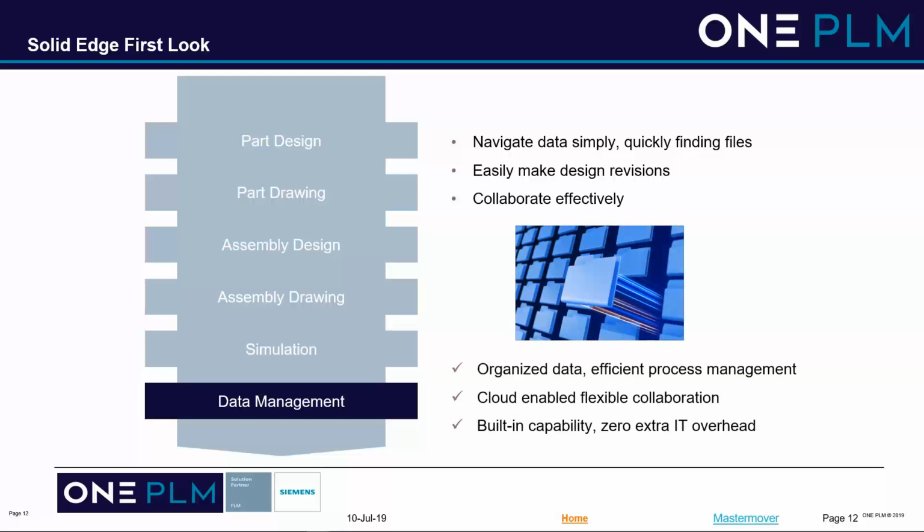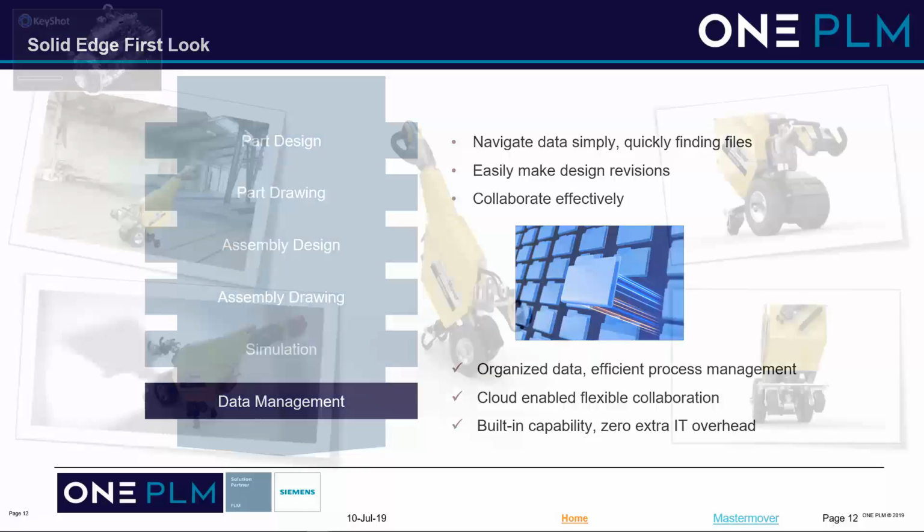Okay, so we've seen we've got organised data, efficient process management. We can actually do cloud-enabled flexible collaboration as well, so it doesn't need to all be on a server. We can do it on there. And we've got built-in capability, zero extra IT overhead. As long as we've got a server or we've got some kind of cloud-based server, we can run with that.